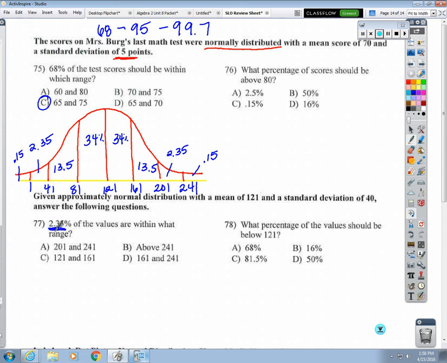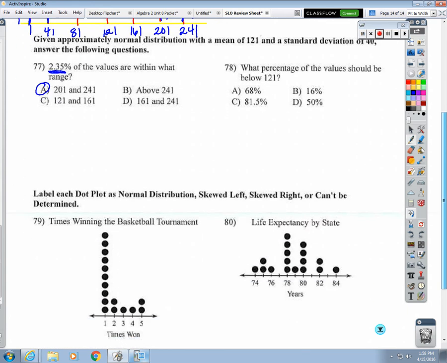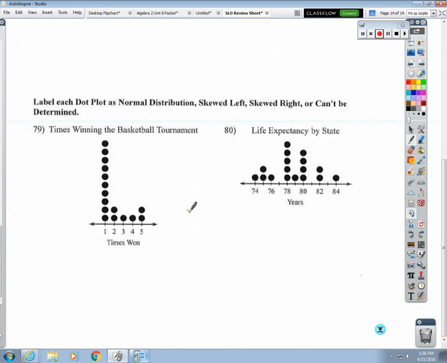Okay, so 2.35% of the values are within what range? Right. This would be it, right? 1 to 41, but that's not one of the choices. So the other 2.35% range is 201 to 241. Okay, 79, last question. Label each dot plot as normal distribution, skewed left, skewed right, or can't be determined. Skewed right. Skewed right. It has a tail to the right.